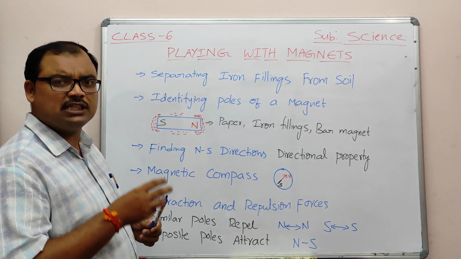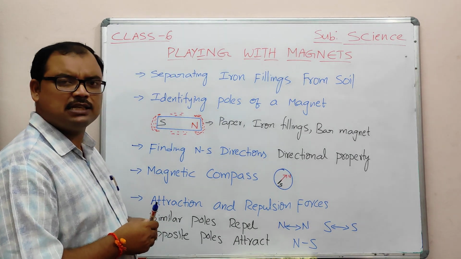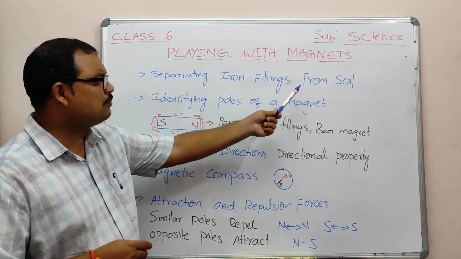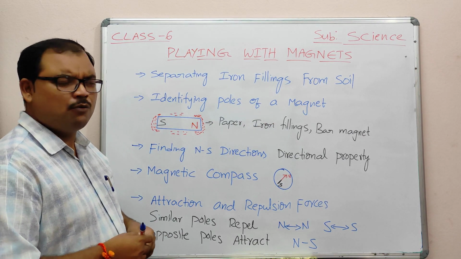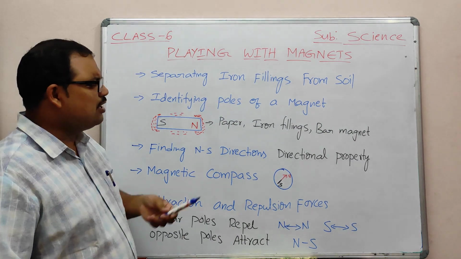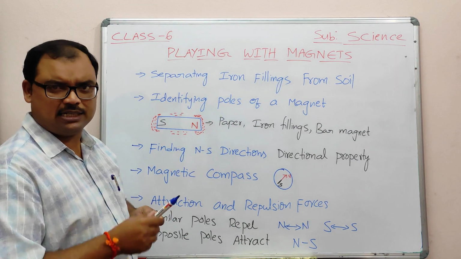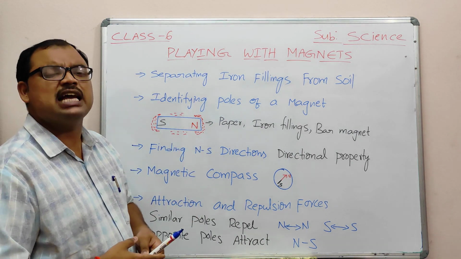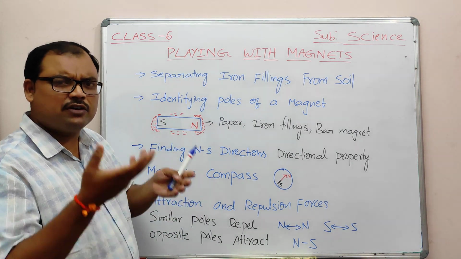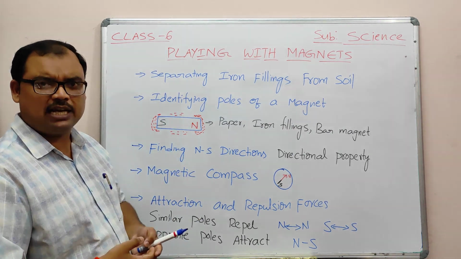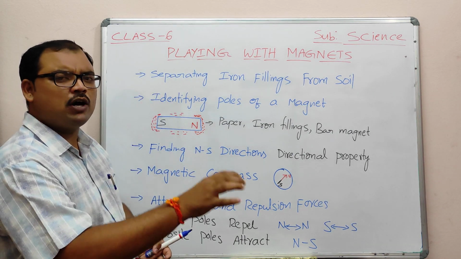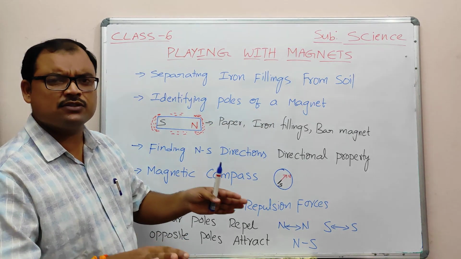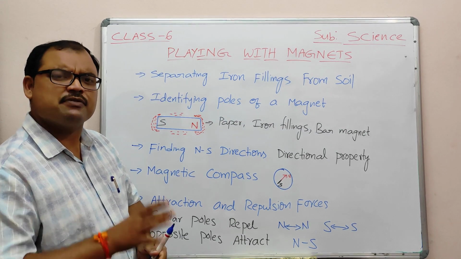This is your activity 3 in the textbook, on page number 14: separating iron filings from soil. What you need to do is very simple. All this can be done if you have a bar magnet. Collect some soil or sand and put it in a tray, or directly you can go to the place where you have sand and just drop the bar magnet in the soil. That's it. Drop it and cover it completely with soil. Just wait for some time.